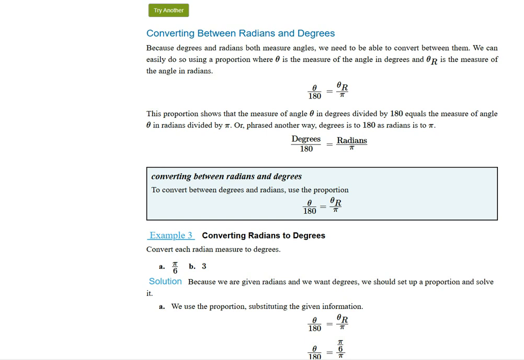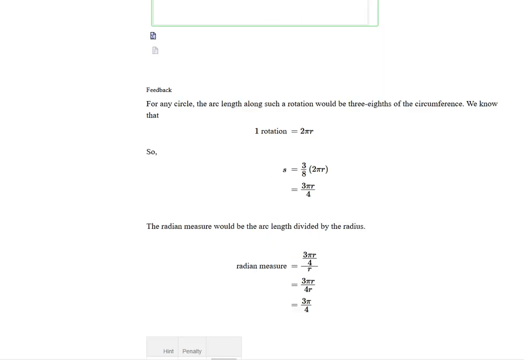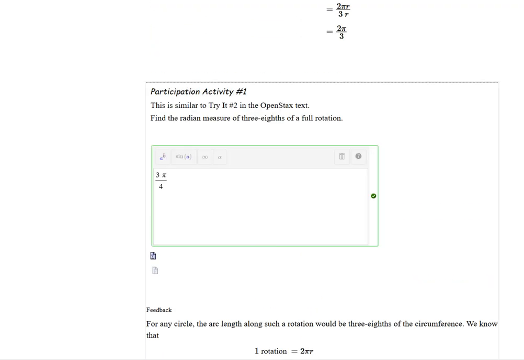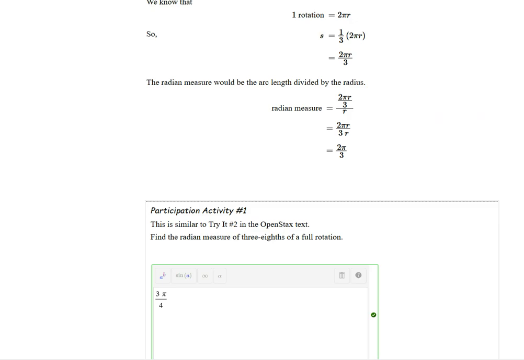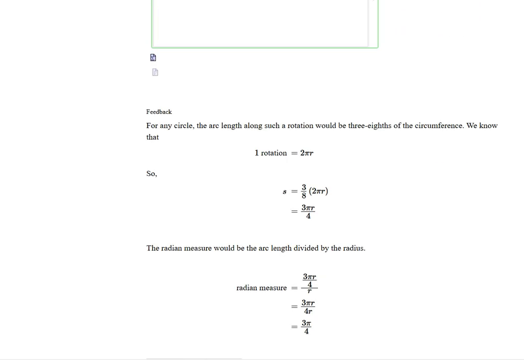Okay, I'm in Mobius and they're showing you all this on this page, talking about converting between radians and degrees. And I know when I did the first example, participation activity number one, I followed their stuff. And I ended up with, there it is, the 3 pi over 4. But when you think about this, if you put 2 pi r over 3 over r, the r is always going to cancel out. So what was the point of that? I don't know.